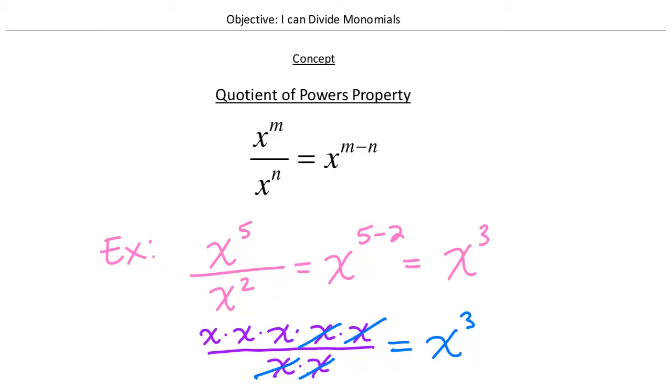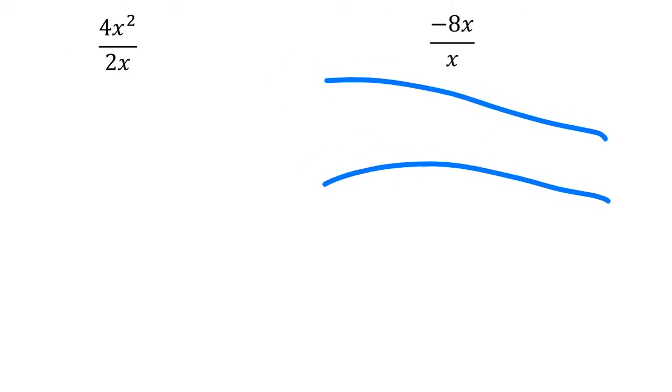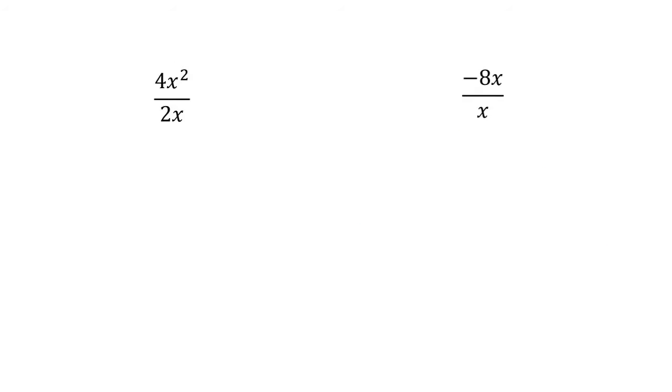So when we divide today, we're going to have coefficients and we're going to have exponents. So we have to figure out what to do in each case. So let's go ahead and look at this first example. Go ahead and copy that: 4x squared divided by 2x.